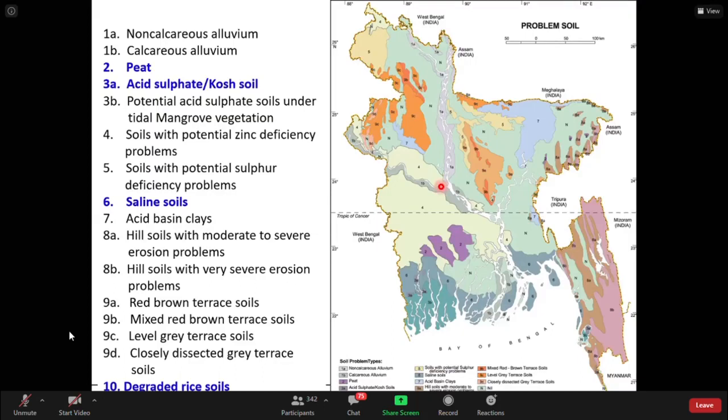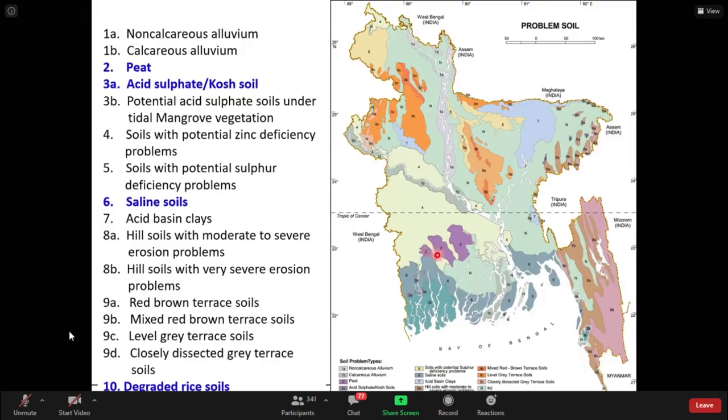Then we have peat soils. Peat soils are where organic matter deposition is very high. You can see number 2 peat soils are here, and some points are here. So these are peat soils.